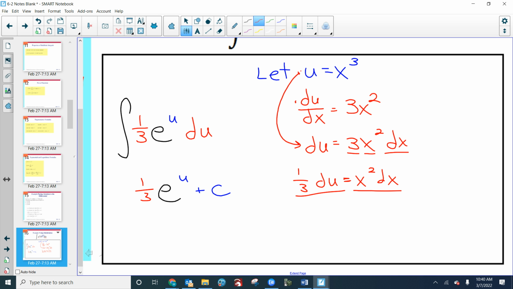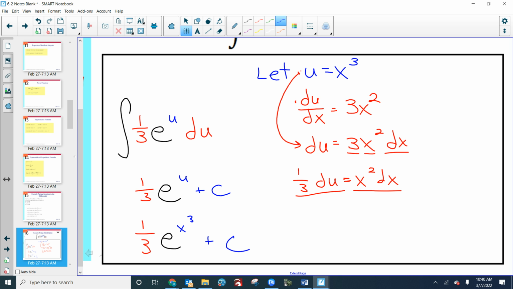Last step. I don't want u variables, I want x's. Okay, last step. If there's no bounds, the last step is to plug x's back in. 1/3 e to the, what was u equal to? x cubed plus a constant. Was that what we got when we guessed and checked at it? Yeah.